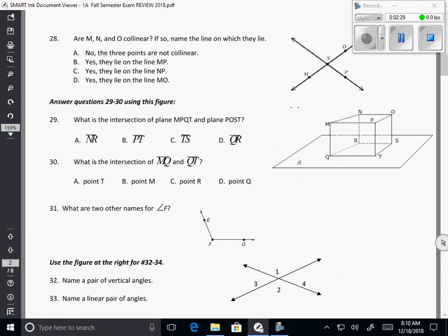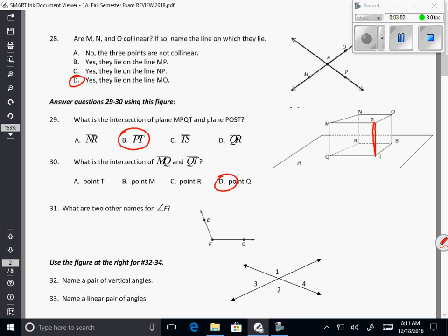Number 28. Are M, N, and O collinear? Yes. They are on the line MO. 29. The intersection is line PT. PT is this line right here. That's the line segment part of that line. MQ and QT, they intersect at point Q.